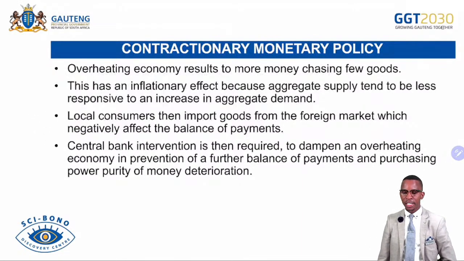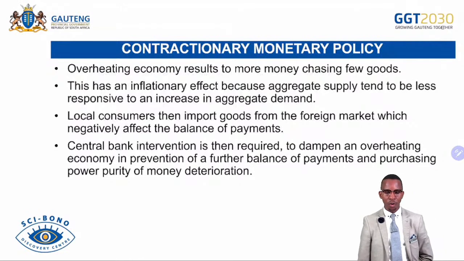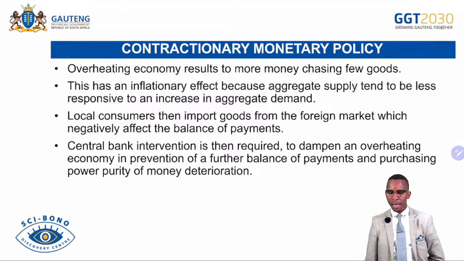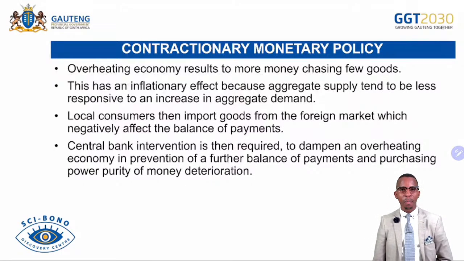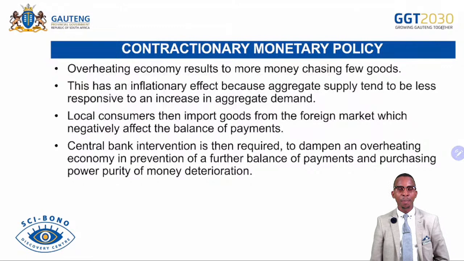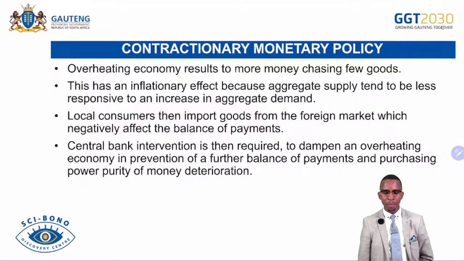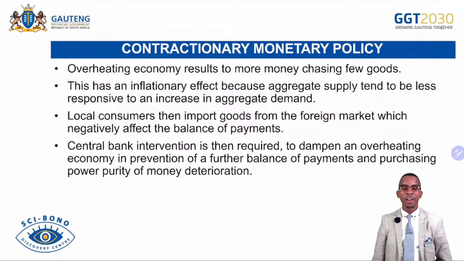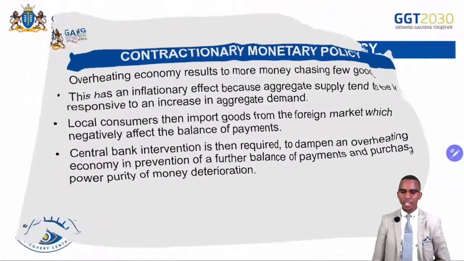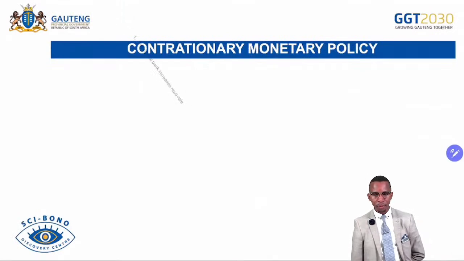Central bank intervention is then required to dampen an overheating economy, in prevention of further balance of payments and purchasing power parity degradation. Remember, if ever inflation increases, the buying power of money will decline, which is known as the purchasing power parity. And then also the balance of payments might decline because there will be more deficit if imports keep on increasing while our local consumers are demanding, while exports are not increasing rapidly because of supply constraints in the South African economy.